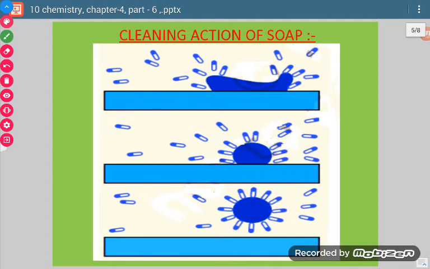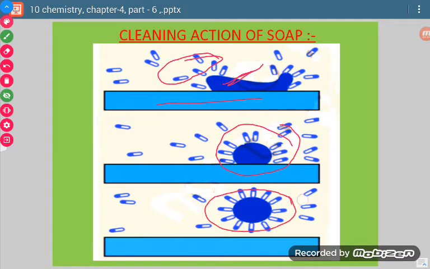Now here you can see, this dark blue color is the grease, this is the cloth, and these are the soap molecules. Now they have started making micelles. Here the micelle has been formed. Now if we agitate it, then repulsive forces will increase and this oil drop will break, and it will go away with the soap molecules.